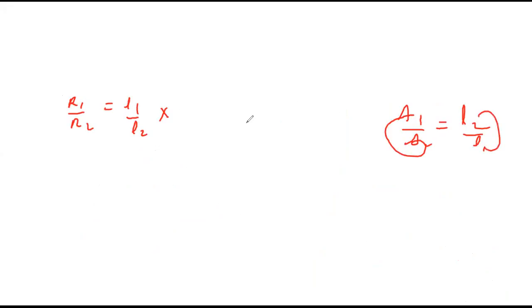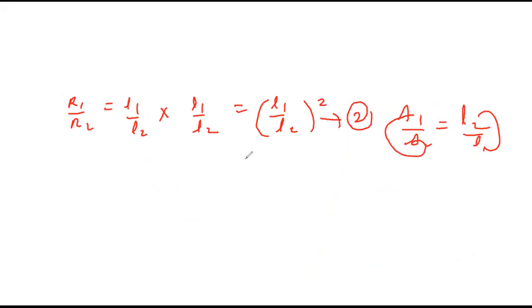See, so I have just created one formula. When wire is stretched, then R1 upon R2 is L1 upon L2 into A2 by A1. Now, can I write A2 by A1? See, we got A1 upon A2 is L2 by L1. So A2 upon A1, can I write L1 by L2? Yes, sir. So this will become L1 upon L2 the whole square.